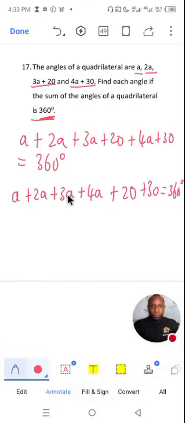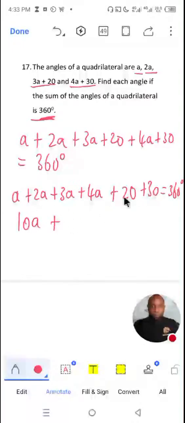So A plus 2A is 3A. 3A plus 3A is 6A, and then 6A plus 4A is 10A. Then plus, what is 20 plus 30? Isn't that 50? So 50, and all is equal to 360 degrees.